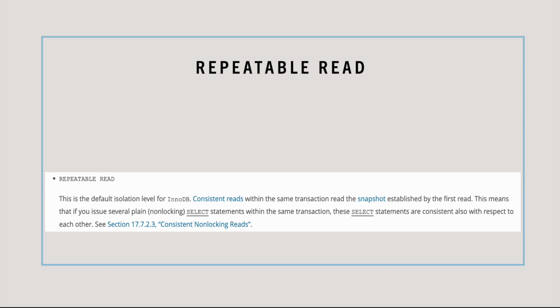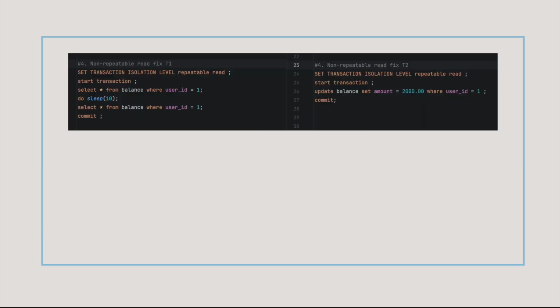Consistent reads within the same transaction read the snapshot established by the first read. This means that if you issue several plain non-locking select statements within the same transaction, these select statements are consistent also with respect to each other. Let me explain a little bit more here. In repeatable read, if we have multiple select statements in one transaction, the MySQL InnoDB engine only reads a snapshot that was created by the first select.